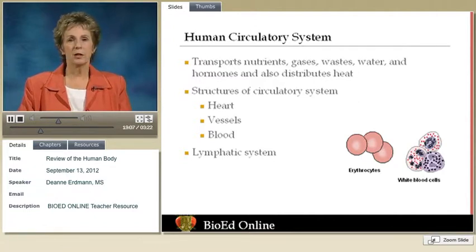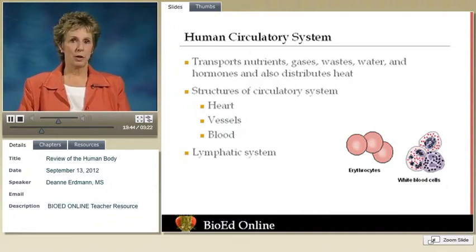So it transports the nutrients, the gases, the waste, the water, hormones, and distributes heat. You think, well, how does it distribute heat? On a very, very cold day, it's going to constrict blood vessels near the surface of the skin and keep blood deep in the body, conserving and protecting your vital organs. When it's a real warm day, you may even look a little flushed as the blood vessels near the surface of the skin dilate, bringing more blood closer to the skin, being able to take advantage of that evaporation process that occurs.